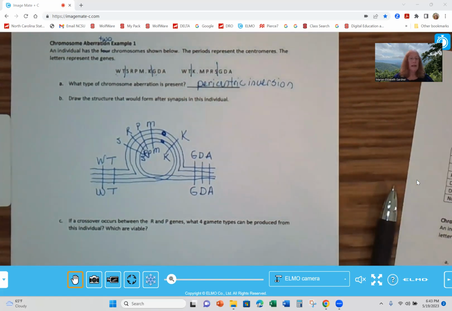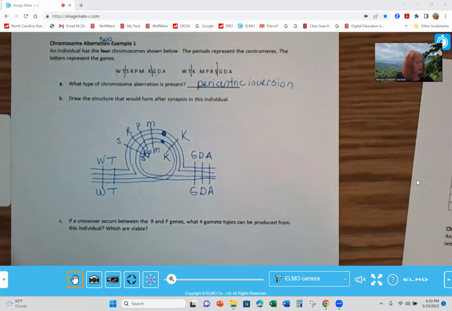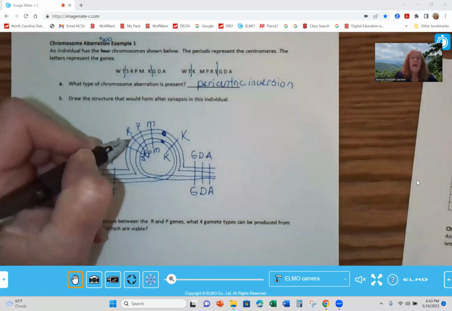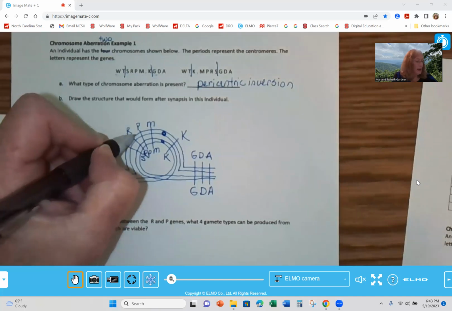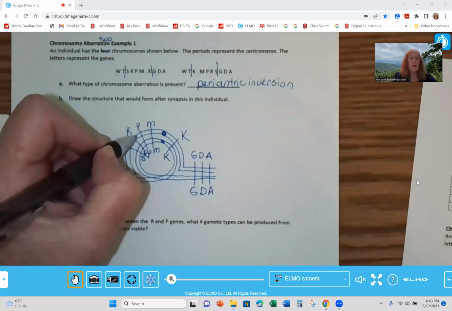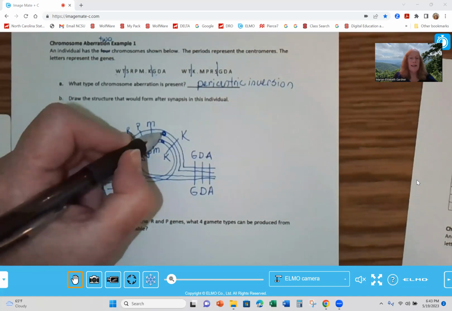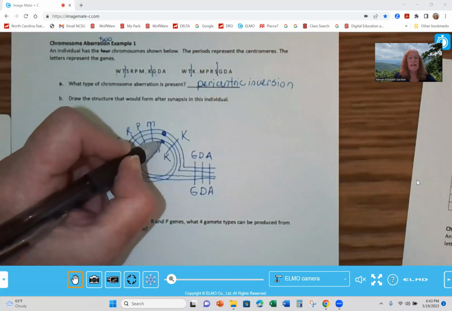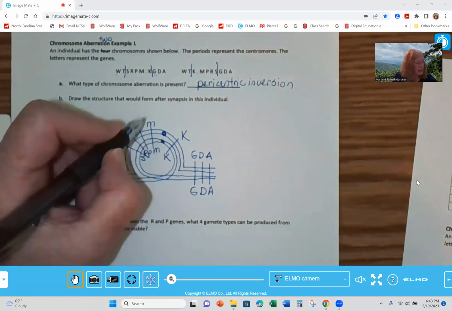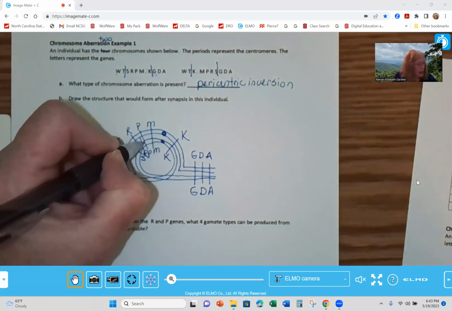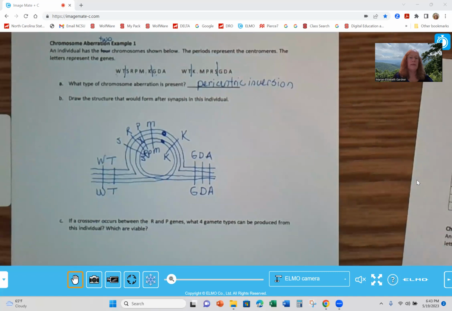So now it says, suppose a crossover occurs between R and P. In order to do this, we have to cross between non-sister chromatids. So don't cross the top two, they're connected to the same centromere. We have to cross one chromosome that's connected to this centromere and one that's connected to that. The easiest way to do that is to cross the two middle ones. So I've drawn the X for the crossover.